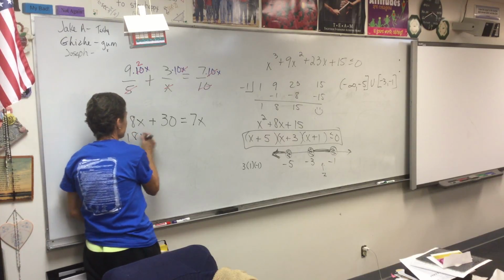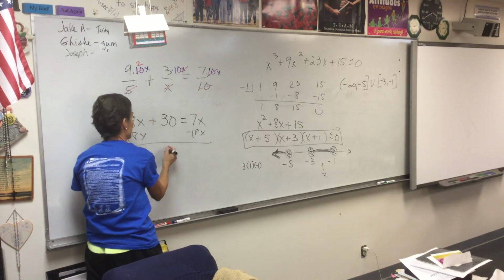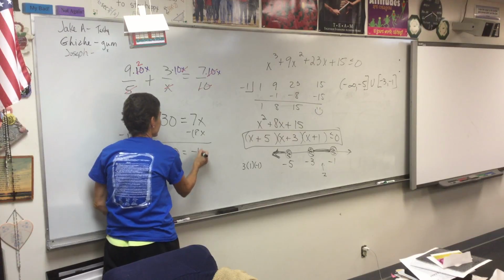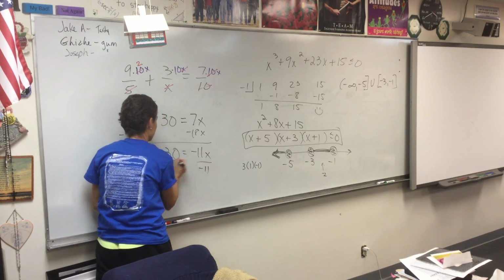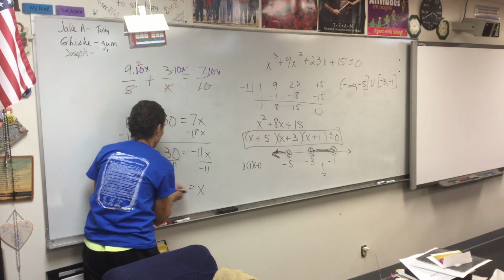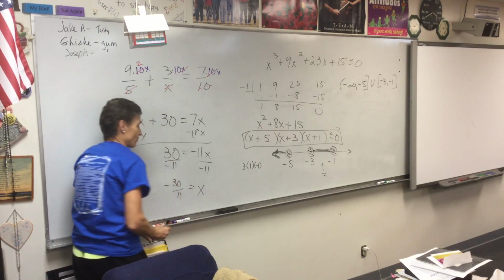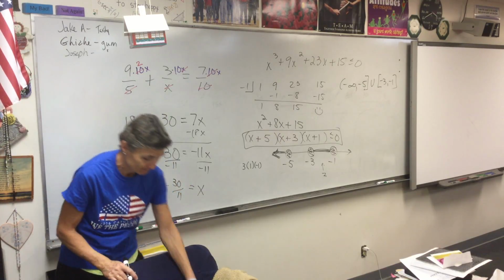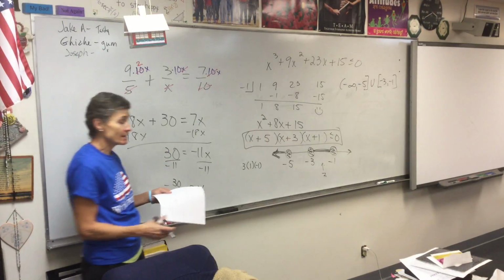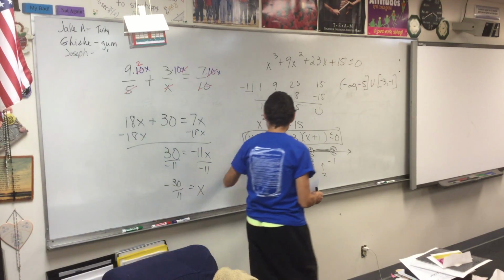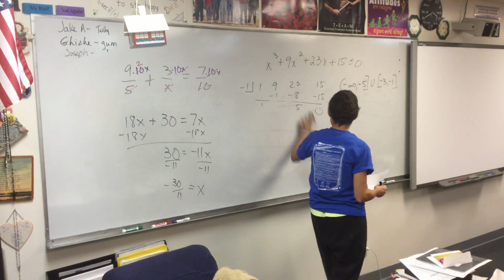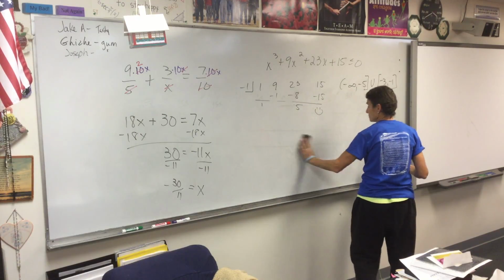I'm going to subtract 18x from both sides. So 30 equals negative 11x, and x equals negative 30 elevenths. You may not like that answer, but that's just what it is. That's the answer to the problem. Negative 30 elevenths.